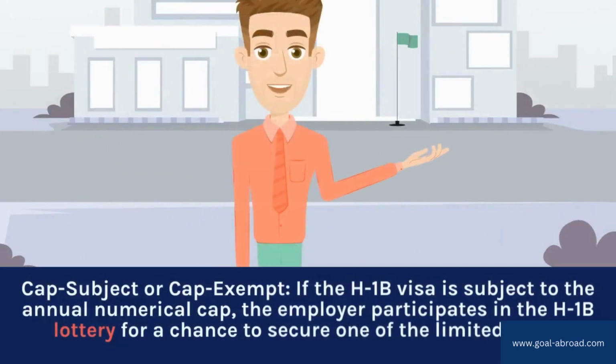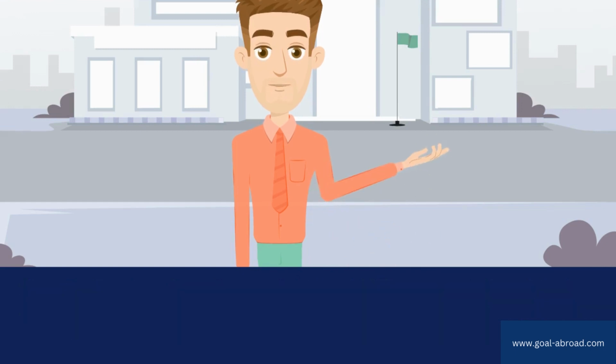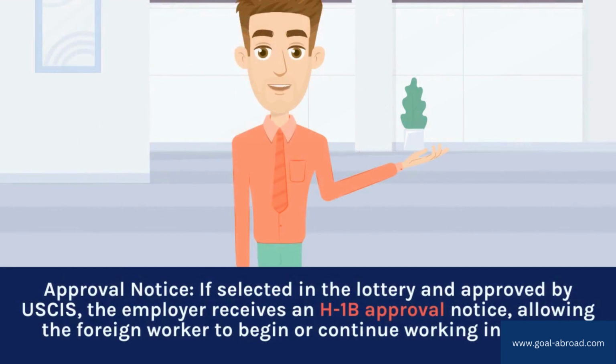Cap subject or cap exempt. If the H-1B visa is subject to the annual numerical cap, the employer participates in the H-1B lottery for a chance to secure one of the limited visas. Approval notice. If selected in the lottery and approved by USCIS, the employer receives an H-1B approval notice, allowing the foreign worker to begin or continue working in the U.S.